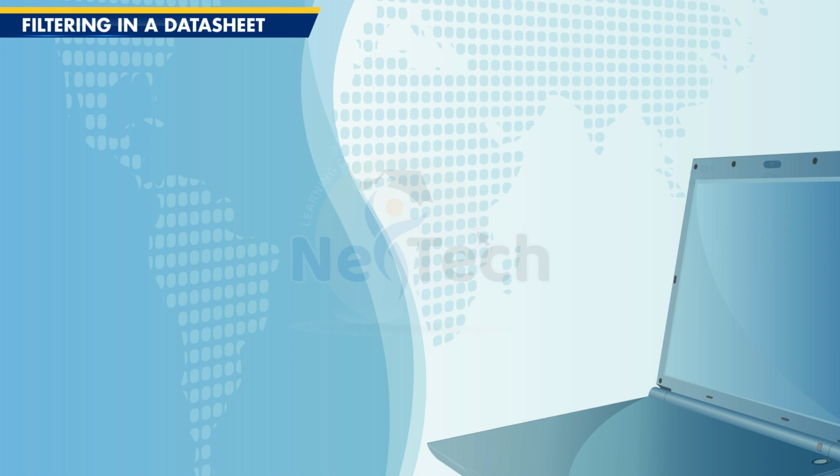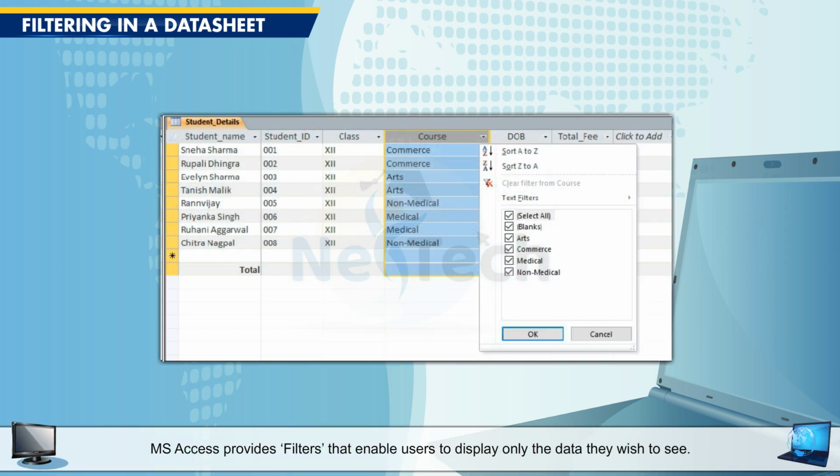Filtering in a datasheet. MS Access provides filters that enable users to display only the data they wish to see. Filtering refers to the process of setting criteria for the data that is to be displayed. When a filter is applied to the data, only the records that meet your criteria are displayed and the rest are temporarily hidden. To create a filter, follow the steps given here.